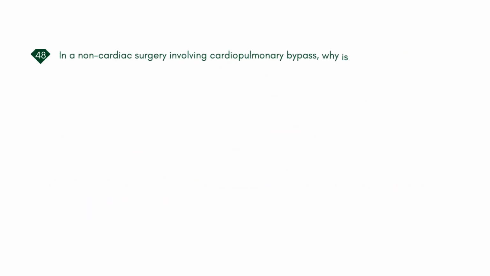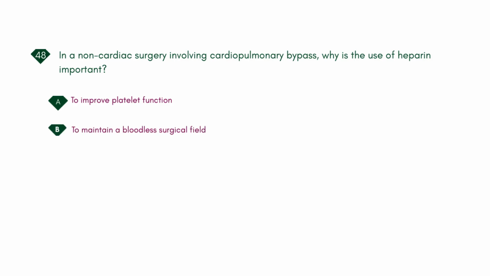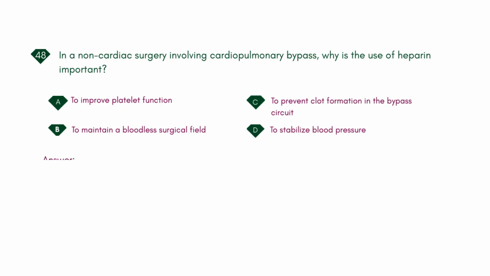In a non-cardiac surgery involving cardiopulmonary bypass, why is the use of heparin important? A. To improve platelet function. B. To maintain a bloodless surgical field. C. To prevent clot formation in the bypass circuit. D. To stabilize blood pressure. Answer: C. To prevent clot formation in the bypass circuit.